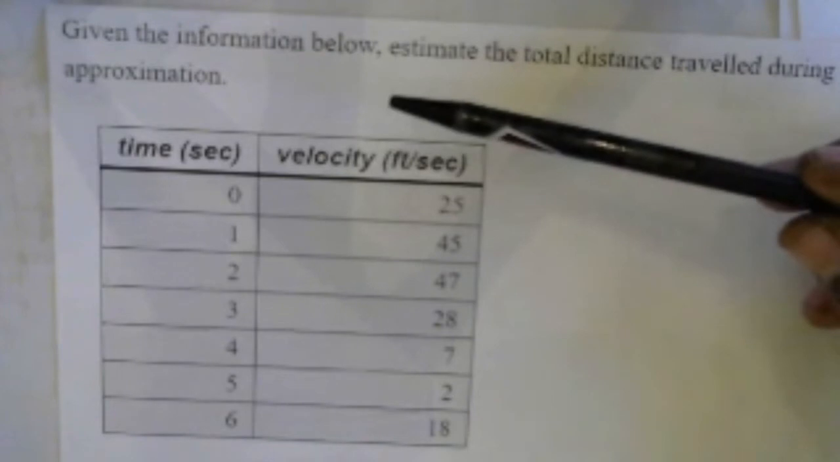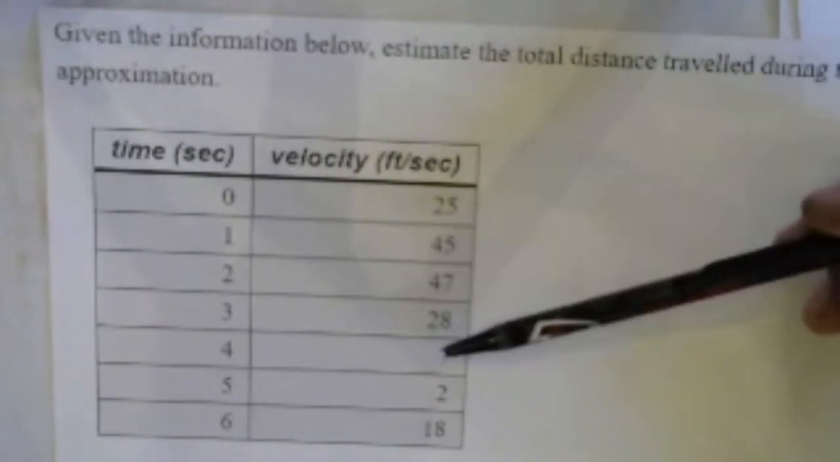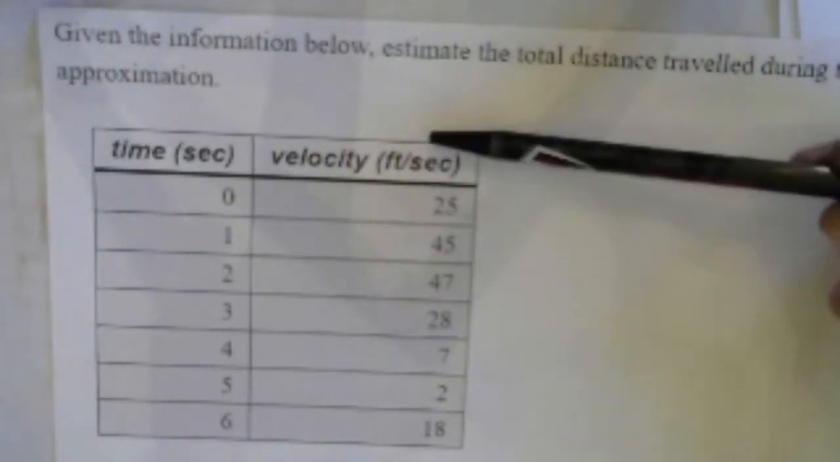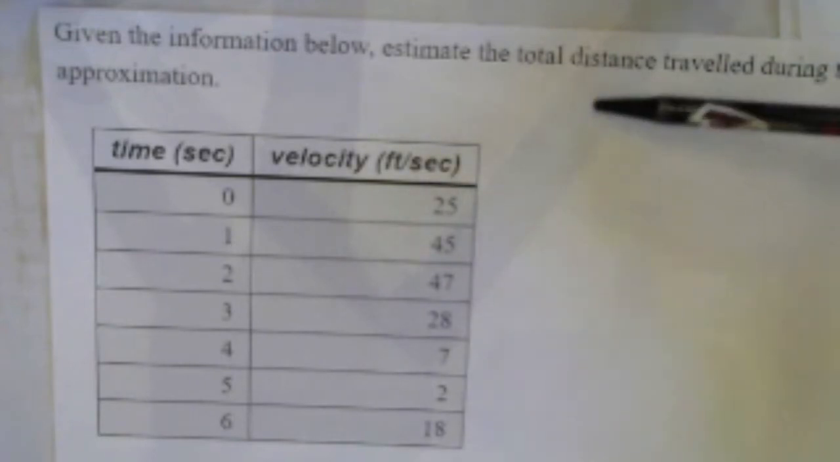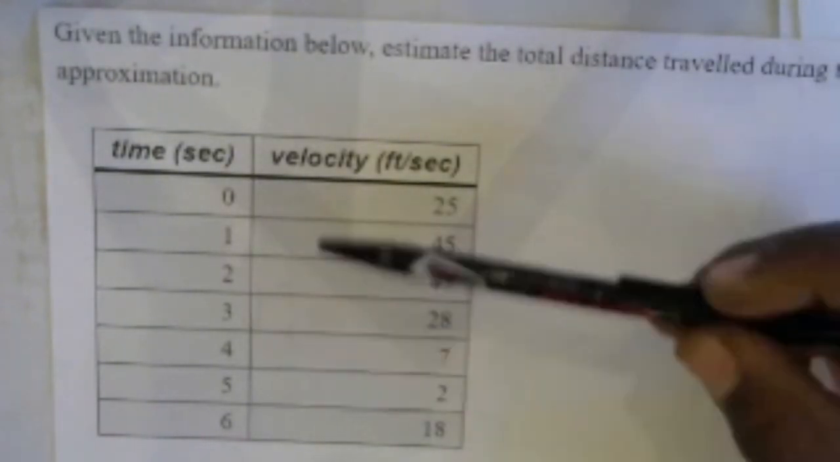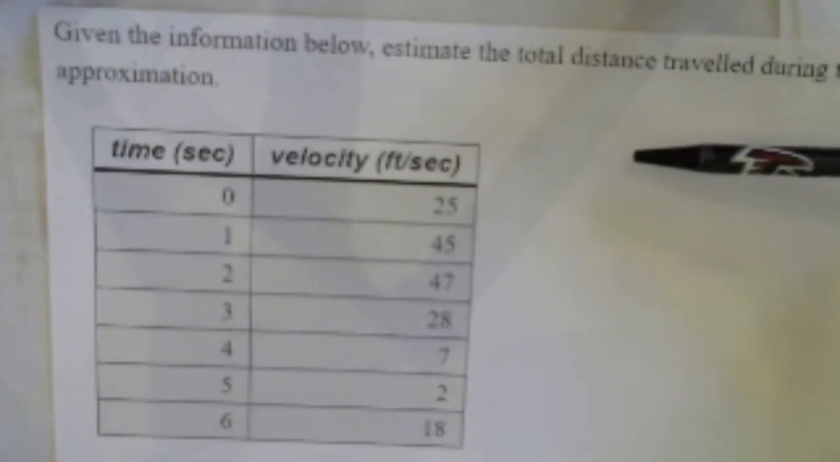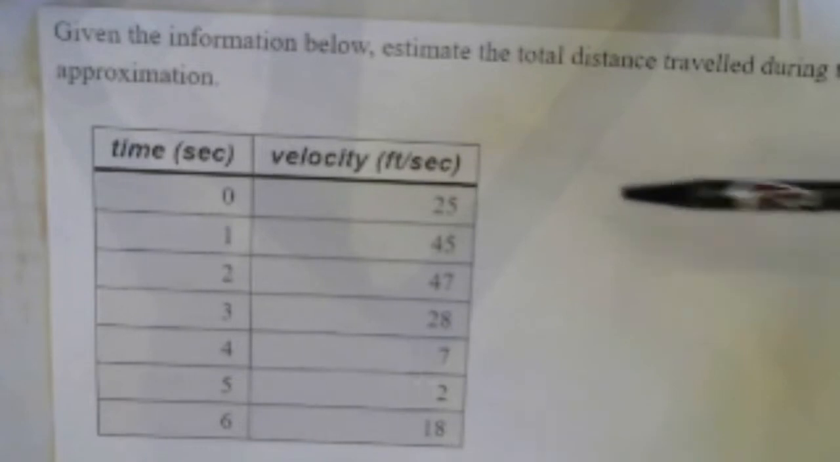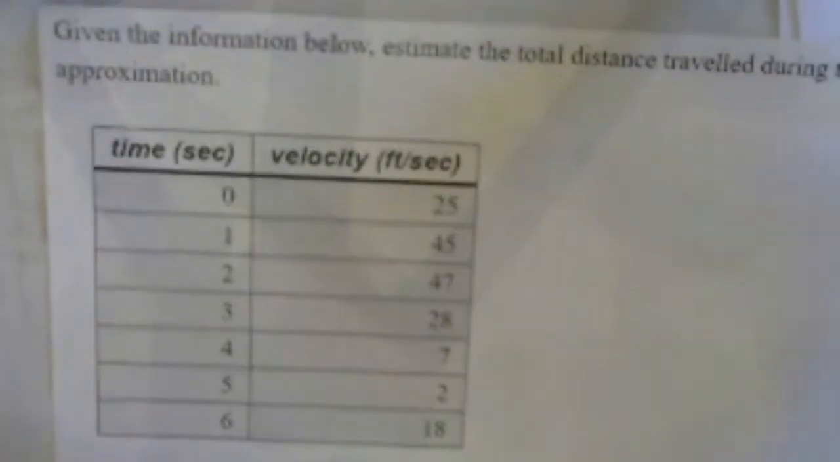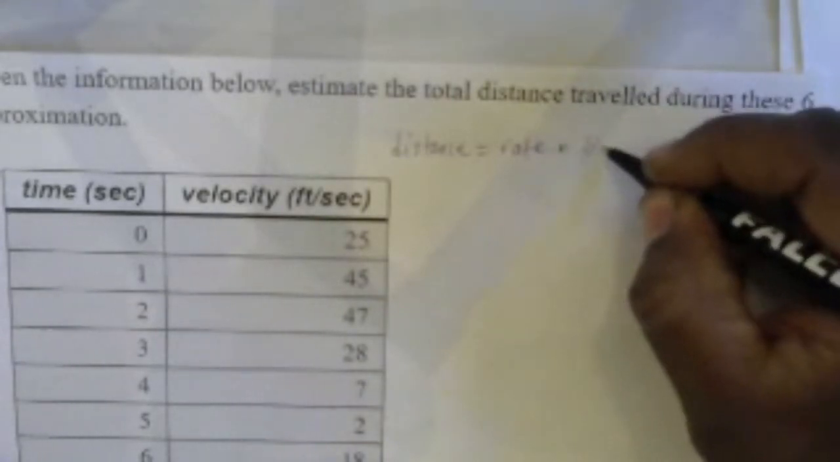So here, we're given the velocity, which is the speed or the rate, in feet per second in the second column, and we're asked to estimate the total distance traveled during this 6-second interval. So now, how do we actually find the distance when in the last class we were finding the area? Well, if I go back to some geometric terms, the distance is equal to the rate times the time.